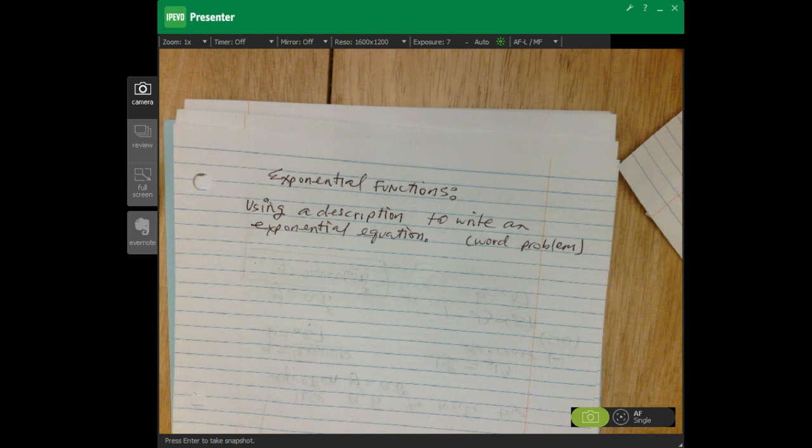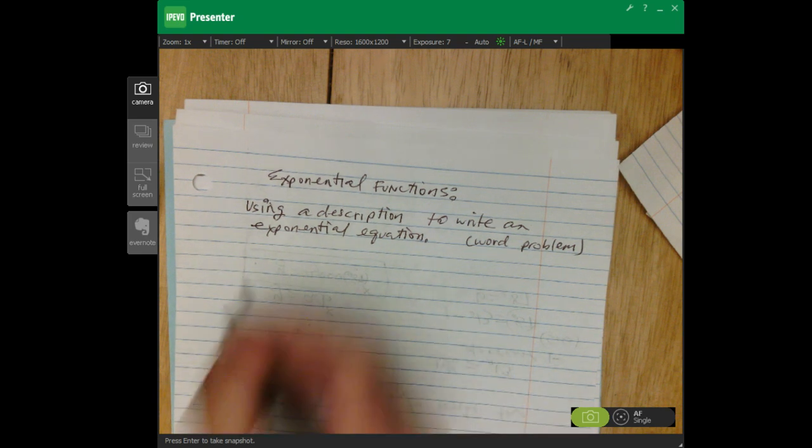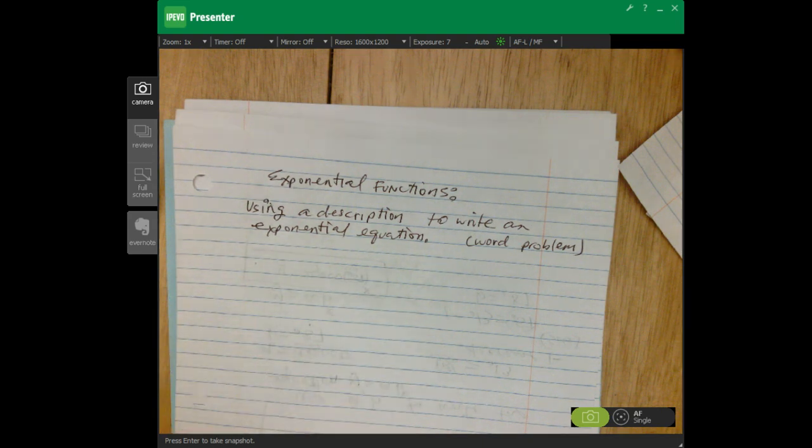What we're going to talk about right now is exponential functions, and specifically using a description or a word problem to write an exponential function or equation.